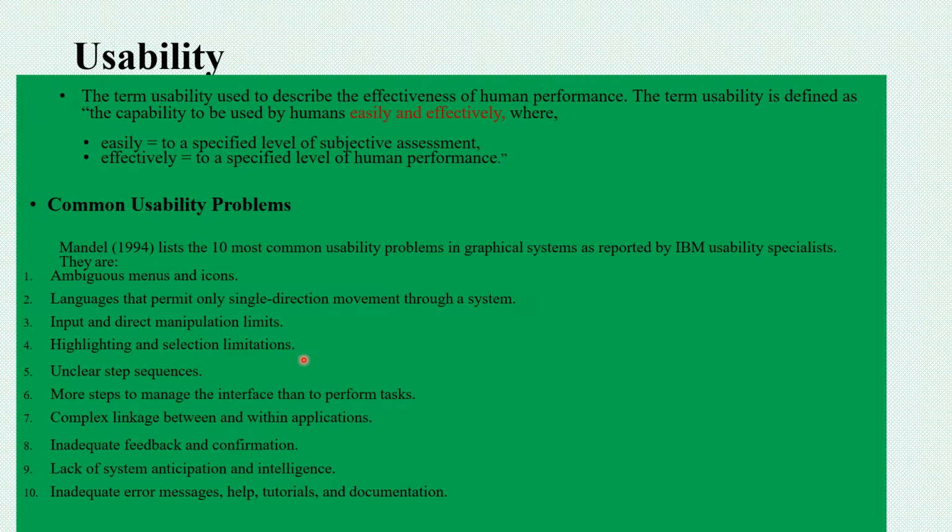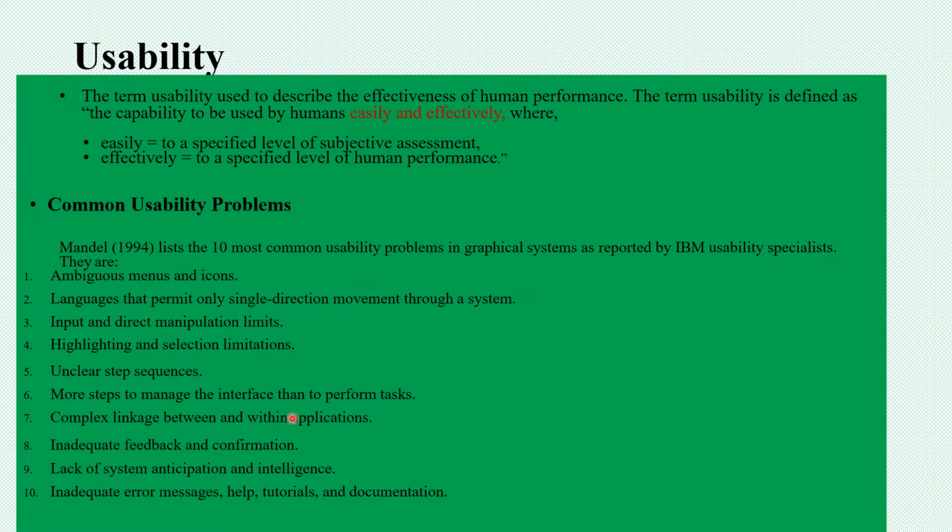Highlighting and selection limitations. That is, whenever we are using some interface, the highlighting of text or the selection of features might be limited. And unclear step sequences. That is, whenever the user is moving from one page to another or choosing menus through cascading menus, there might be some unclear sequences of steps. He may not be able to come back to the home, or he may not be able to move to the next page, or he wants to go to the middle of the software somewhere. He might be facing some problems.